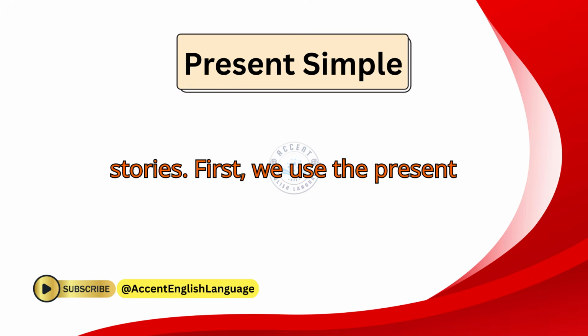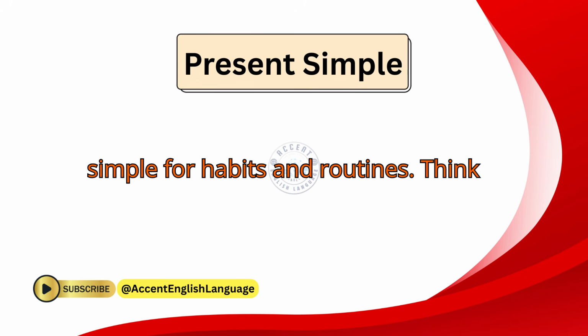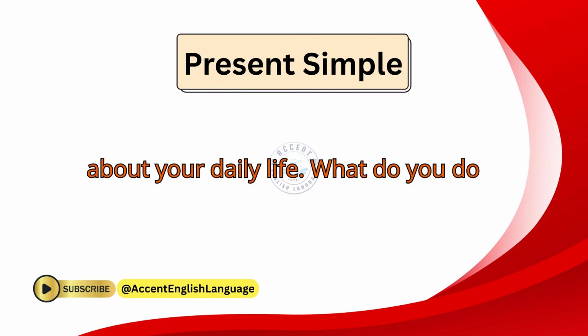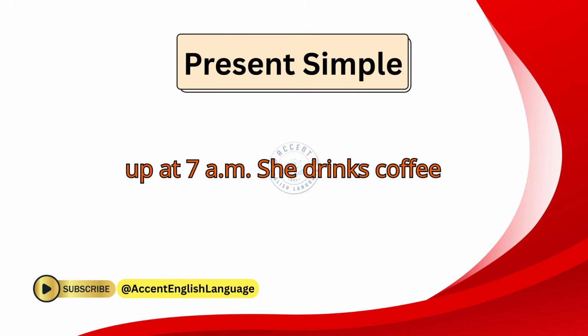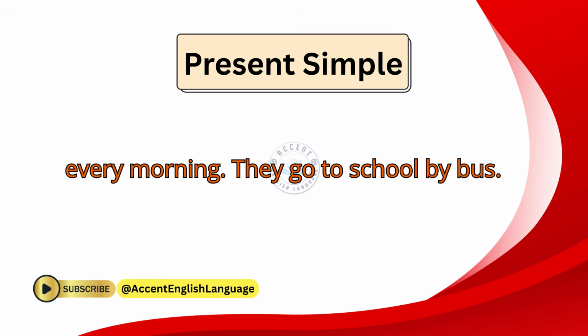First, we use the present simple for habits and routines. Think about your daily life. What do you do every day? For example, I wake up at 7 a.m. She drinks coffee every morning. They go to school by bus.